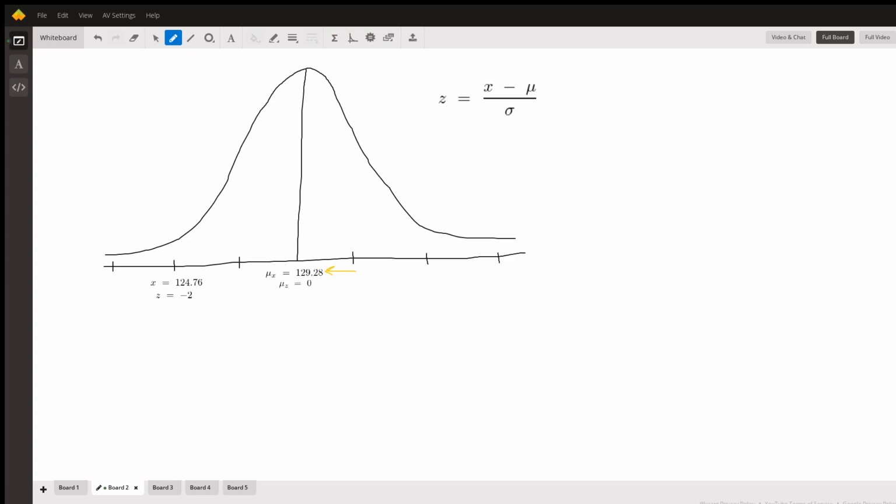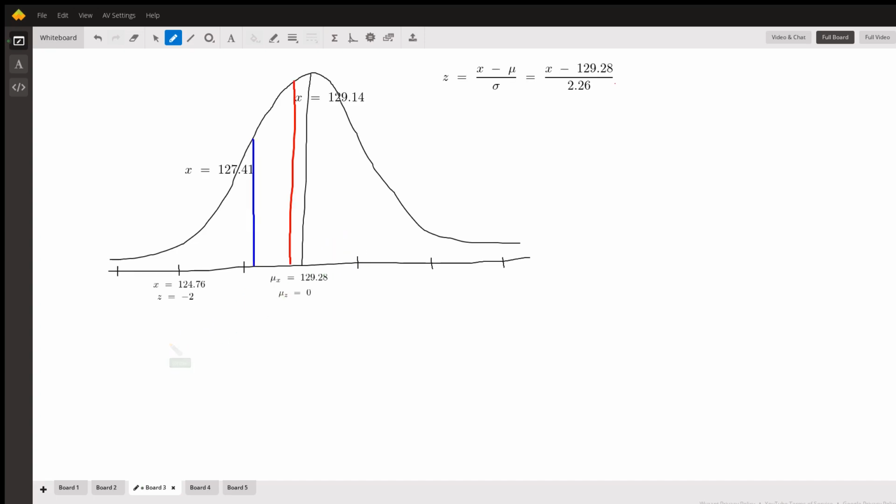So the way that's going to look is that every spot on this curve is going to have basically two values, one X value and a Z value. As you can see here, where the mean is, when we're talking about it in terms of X, it's 129.28. But when we're talking about the normal distribution, that value is going to be zero. As you get out to each tick mark, the difference in X is going to be that standard deviation of 2.26. But in terms of Z, every tick is going to be worth one on the Z distribution. So that sometimes can get people a little tripped up. So let's get to it.